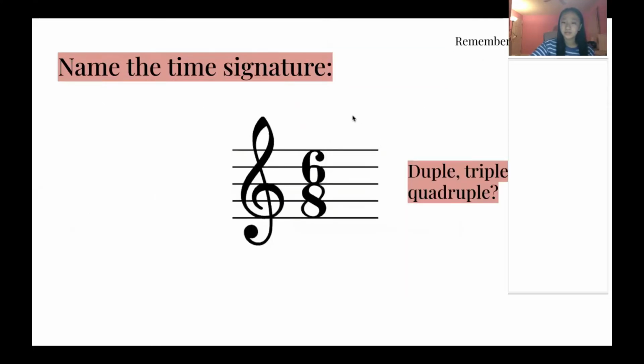So for this one, I think I'll just call on someone and you can do both parts. So you would call it like duple, triple, or quadruple, and then simple or compound.